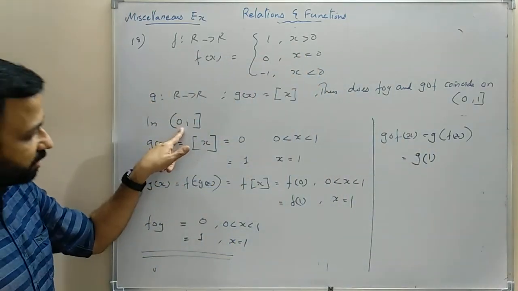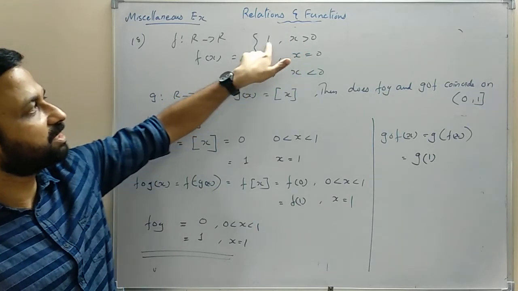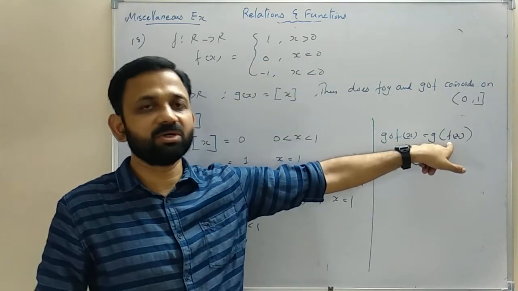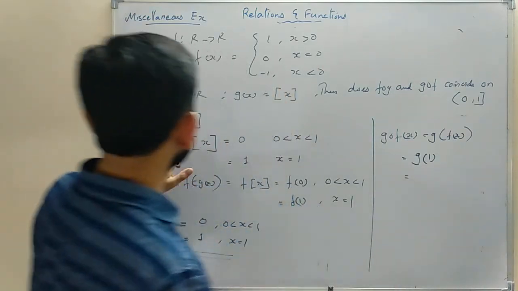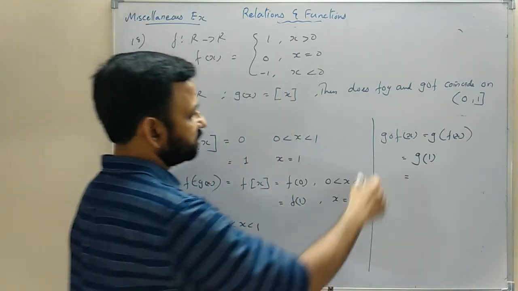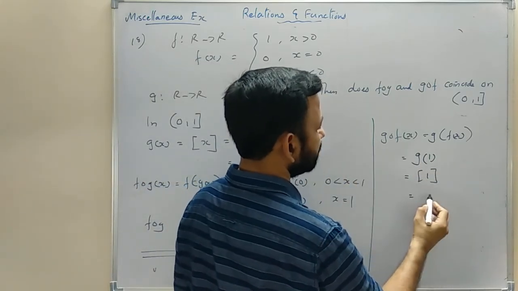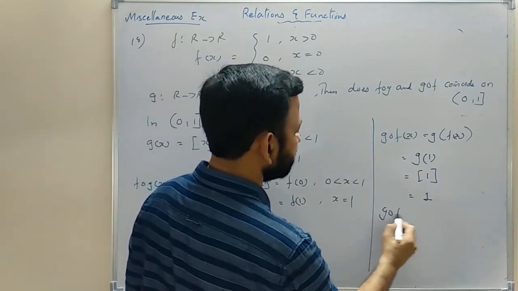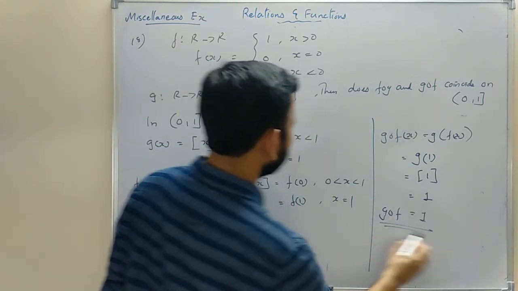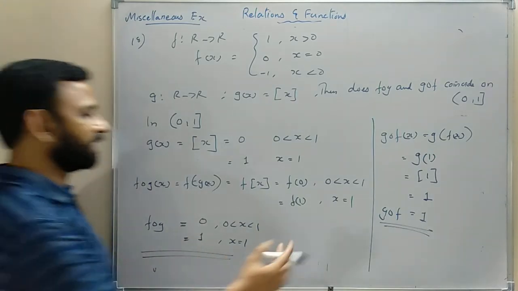So this is the case: x greater than 0 and less than or equal to 1, f of x is equal to 1. So we replace f of x with 1. Then g of 1 is the greatest integer function of 1, so g of 1 is equal to 1. So g composition f is equal to 1, but f composition g is equal to 0 or 1. Both the functions are different.